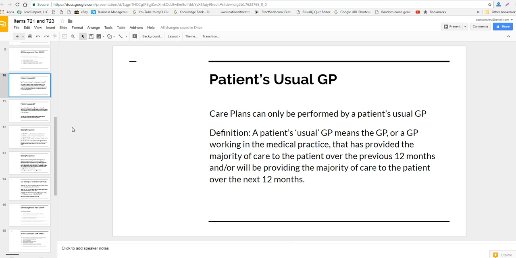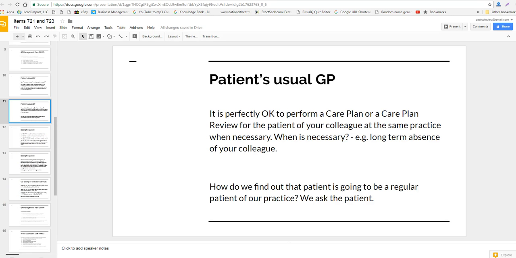So that's why Medicare says a GP or a GP working in a medical practice that has provided the majority of care. In other words, it is perfectly okay to perform a care plan or a care plan review for the patient of your colleague at the same practice when necessary. When is it necessary?